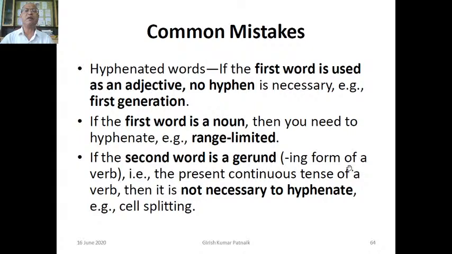Now see some of the common mistakes, like where to use hyphenated words. This is very interesting: where to use hyphenated words and where not to. If the first word is a noun, you can very well use the hyphen, as in range-limited. But if the second word is a gerund, that is, ending in -ing, like the example I have given, spell splitting, then you should not use the hyphenation. Splitting is a gerund because there is an -ing in it. So be careful while using hyphenation.